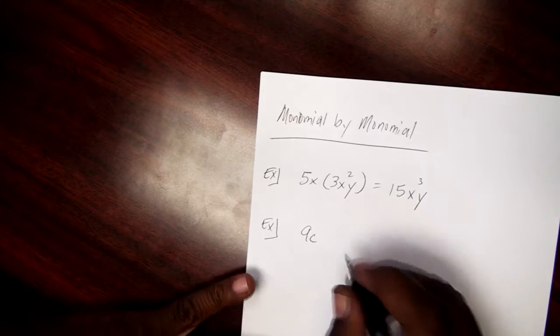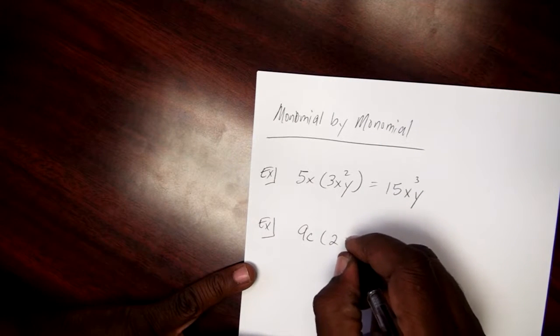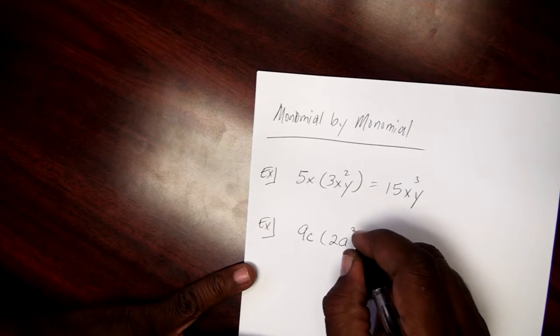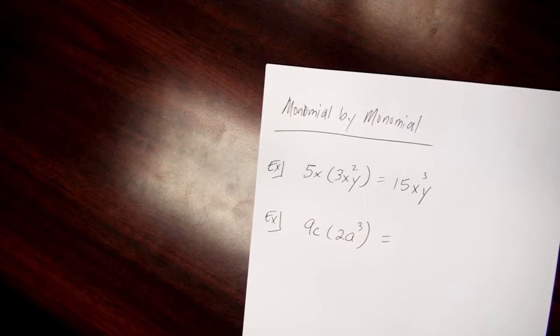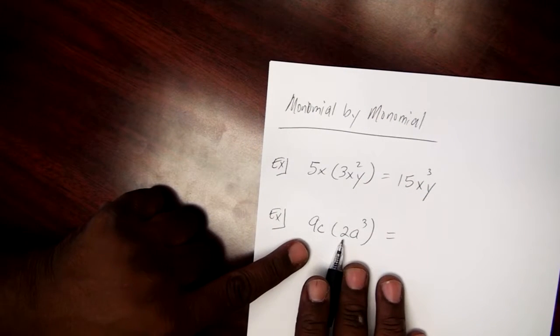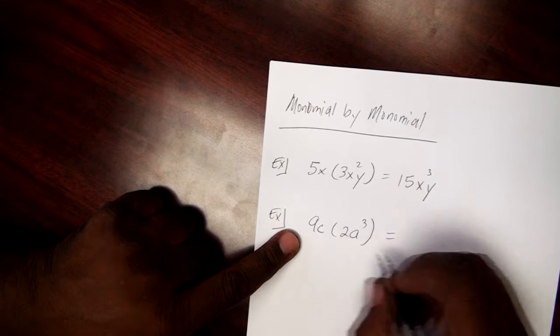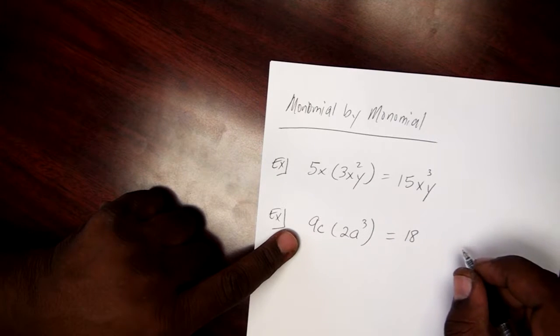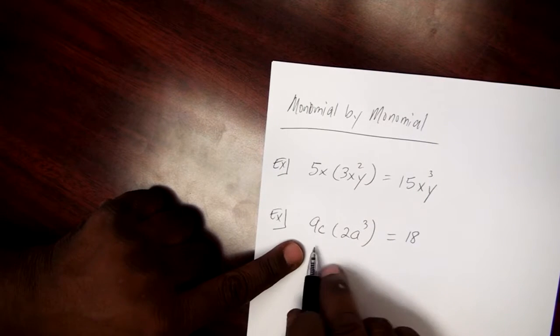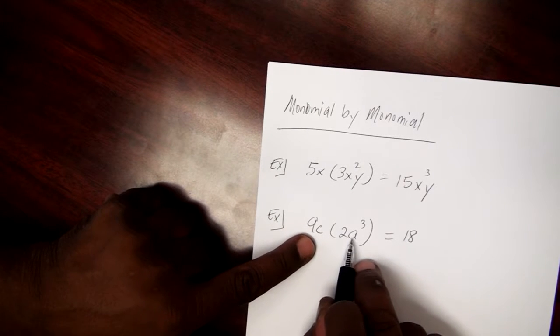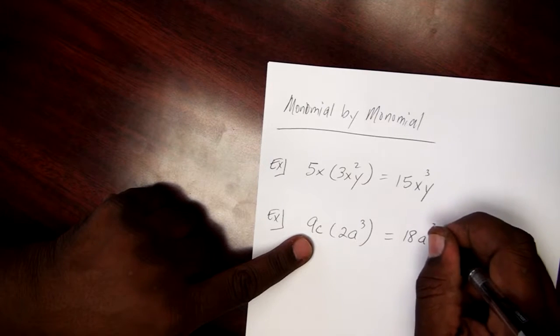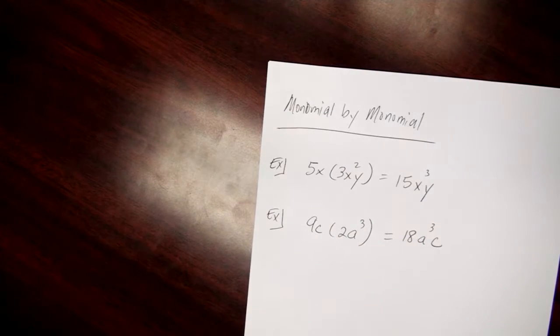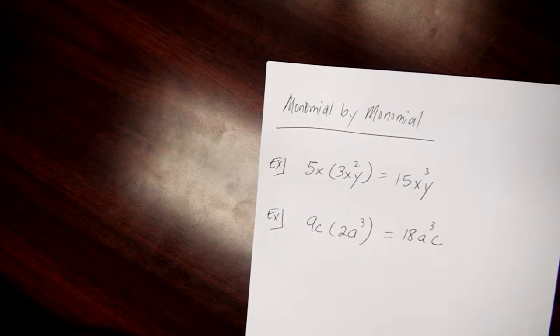9c times 2a to the third power. So here again, I'm going to multiply my coefficients. 9 times 2 is 18. And I'm going to put my variables in alphabetical order. I can't actually multiply the c and the a because they're not like bases, so I'll simply attach them. 18 times a to the third times c to the first power.